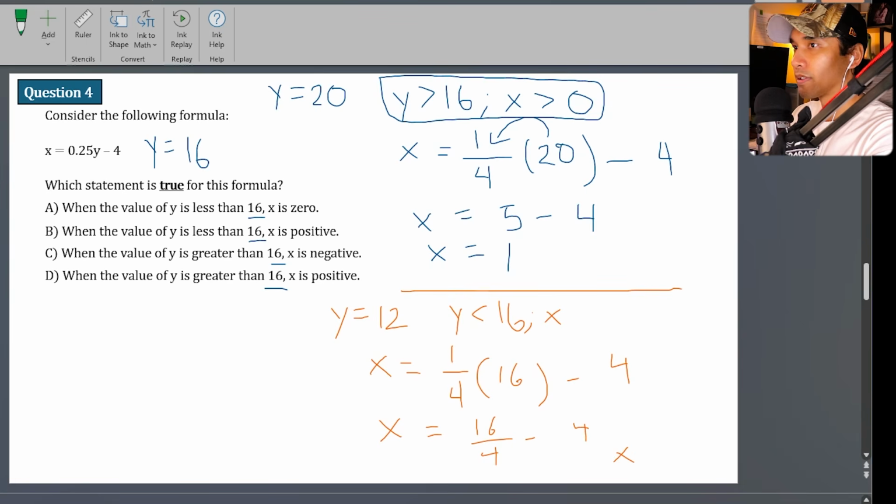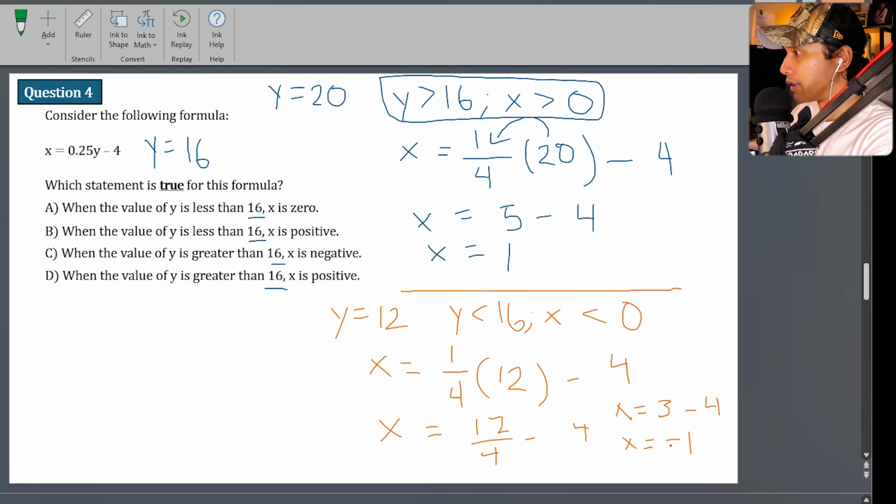Oh, oops. Sorry, guys. I was going to get 0 because I did the cutoff. Let's do 12. Then I get x equals 3 minus 4, and I'm running out of space. So x equals 3 minus 4 because 12 divided by 4 is 3. Then I carry down the -4, and then I get x equals -1. So I got a negative value, -1.